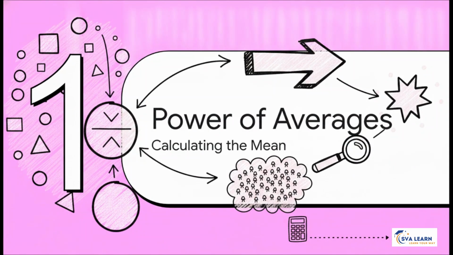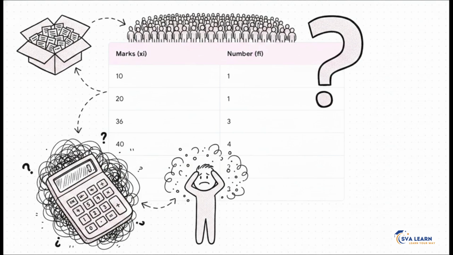All right, part one, the power of averages. At its core, a mean or an average is really just a single number trying its absolute best to represent a whole giant crowd of data. But let's be honest, raw, ungrouped data can be terrifying. Take a look at this.